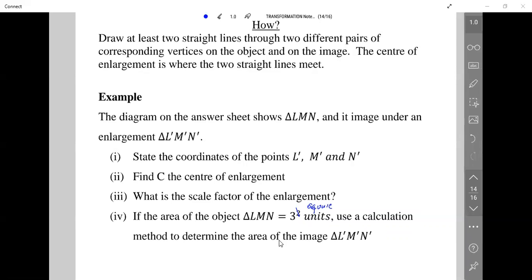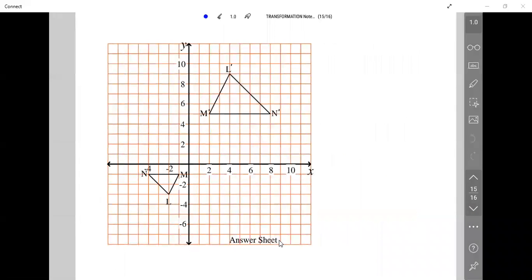Let's go to the next page and see the scenario. I'm going to pause, and I want you to see if you can attempt the question. Then I'll resume recording and do the question for you.